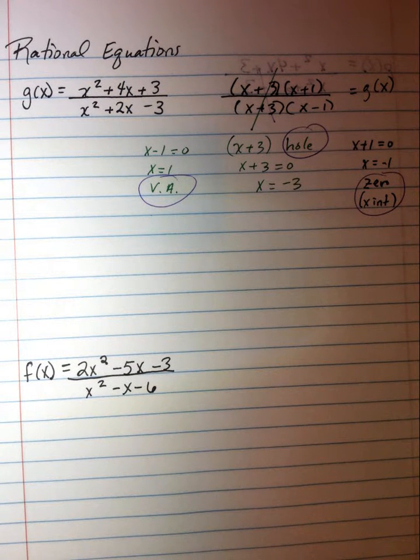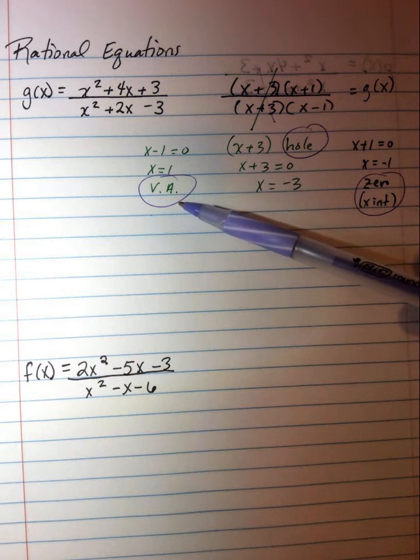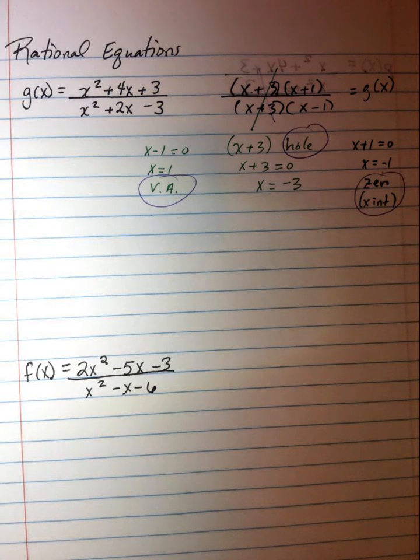So we know very important things about this graph at the moment. We know it's going to touch the x-axis when x is negative 1. We know when x is negative 3, there's going to be a hole there. And we know at x is 1, there's going to be a vertical asymptote. Very important.